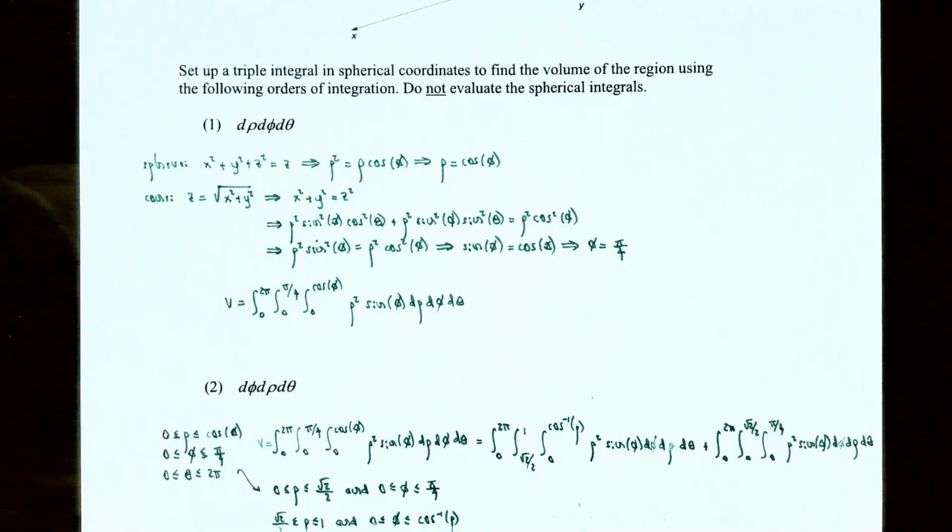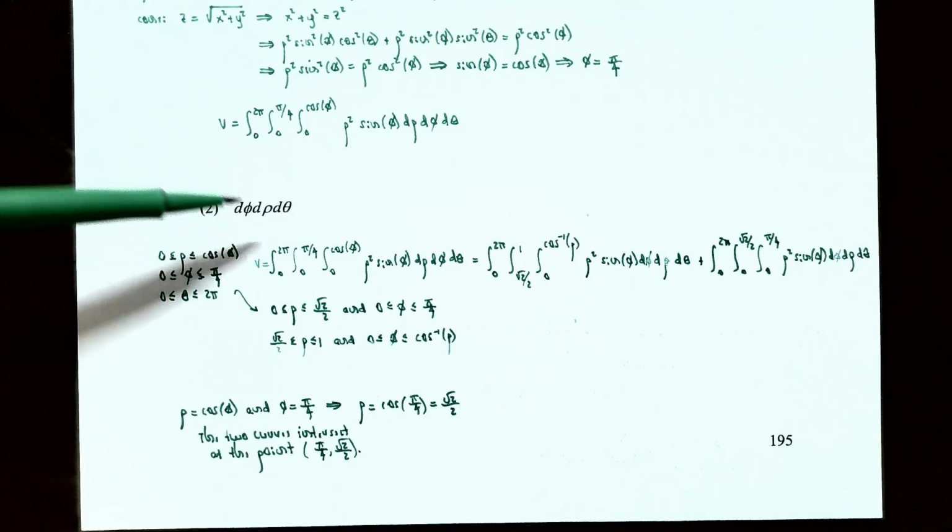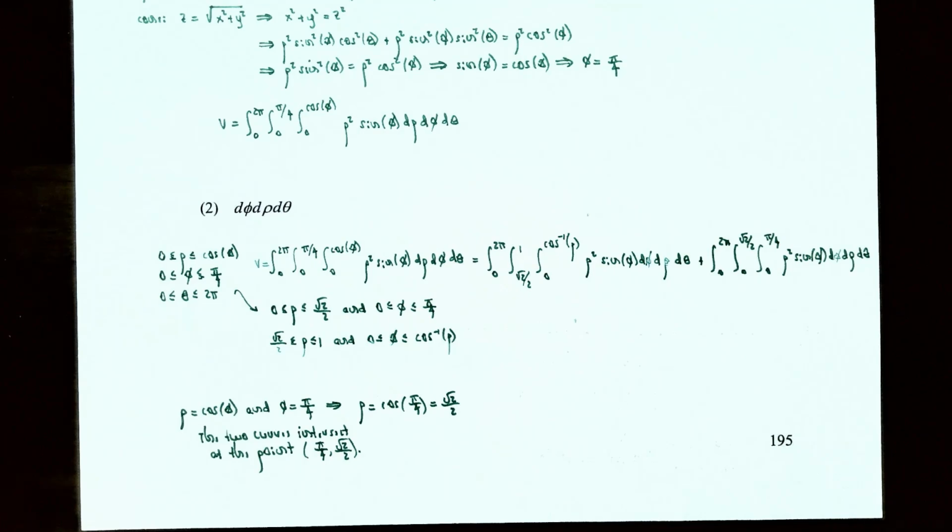using spherical coordinates. So number 2, this time we want to integrate with respect to phi first, then integrate with respect to rho second, and then integrate with respect to theta last. So from our previous work, notice that rho was between the values 0 and the upper surface cosine phi, phi was between the values 0 and the angle pi divided by 4, and theta was between 0 and 2 pi.